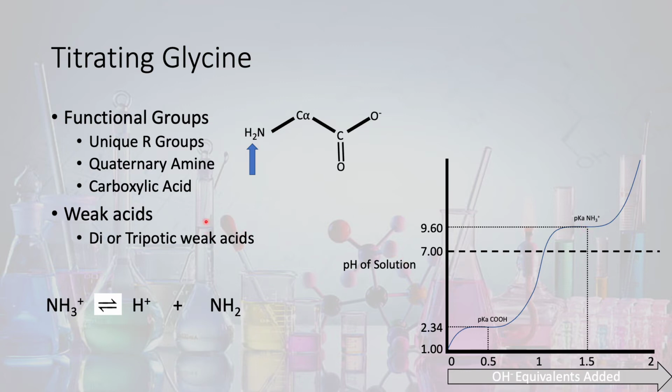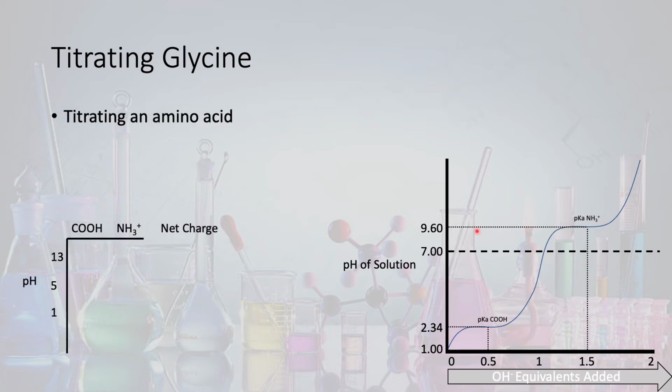So the take home here is that the titration curve of an amino acid very closely mimics the titration curve of a di- or triprotic weak acid. So we can use some of the same principles we discussed when discussing weak acids when we talk about the protonation state and ionization state of amino acids.